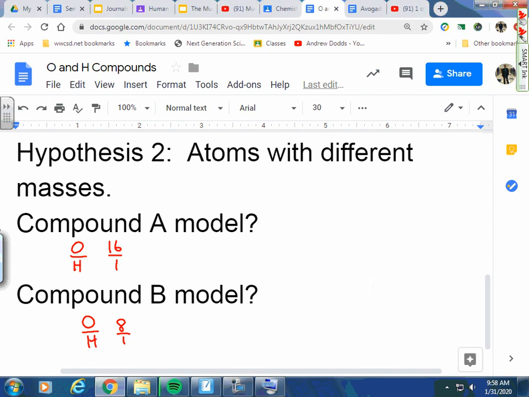All right, so let's see how it went. Anybody want to offer up their answer for model A? I'm going to keep the dots the same way we did them before. So white dot or circle would be oxygen, and dark dot will be hydrogen. So does anybody want to come up and draw theirs?